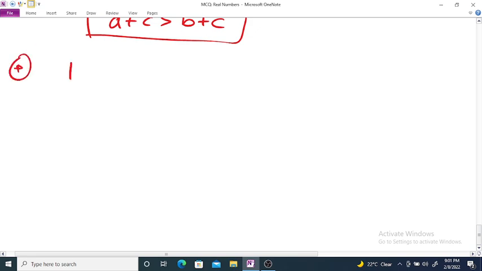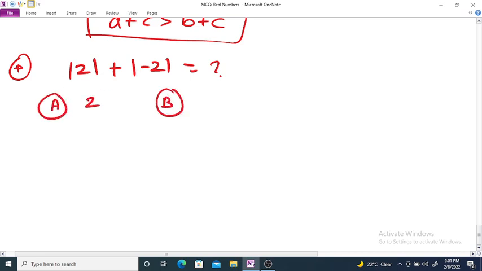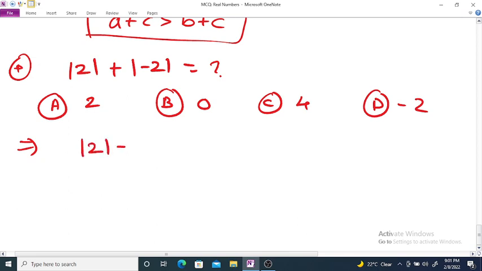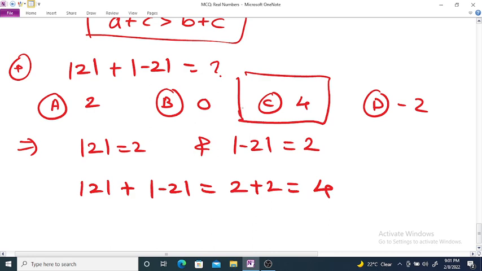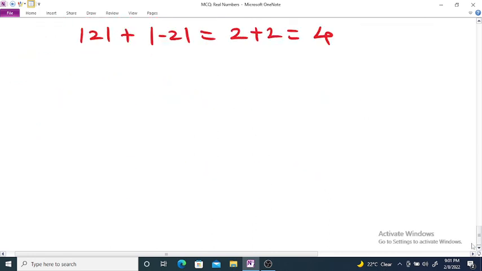Now the next example: what is the answer of modulus 2 plus modulus of minus 2? The options are: A is 2, B is 0, C is 4, and D is minus 2. So here the absolute value of 2 is equal to 2 and the absolute value of minus 2 is again 2. So mod of 2 plus mod of minus 2 is equal to 2 plus 2, which is equal to what? 4. So the correct option is option number C.